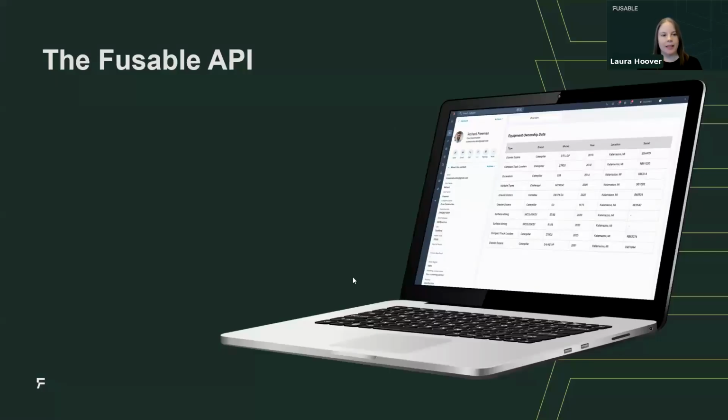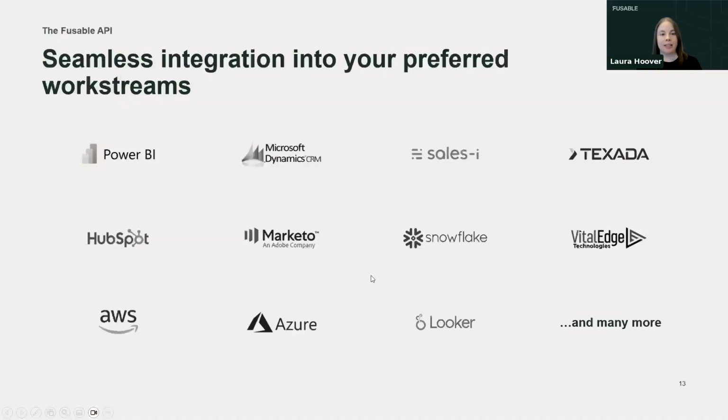The Fusable API can integrate not only with popular tools like you see on the screen here, but with virtually any software your business uses. We want Fusable data to meet you where you and your teams work, making it easier to access, uncover insights, and act on than ever before. That near limitless connection potential is what makes the API so powerful. It gives you the flexibility to deliver data to the right people in the right place at the right time.